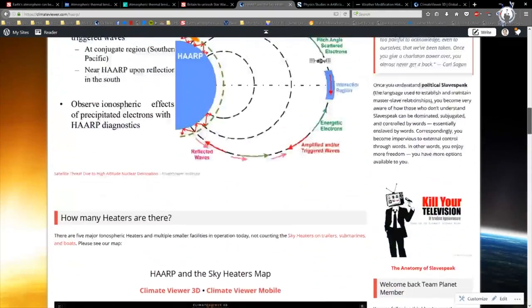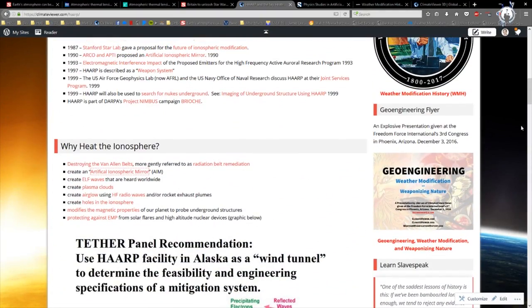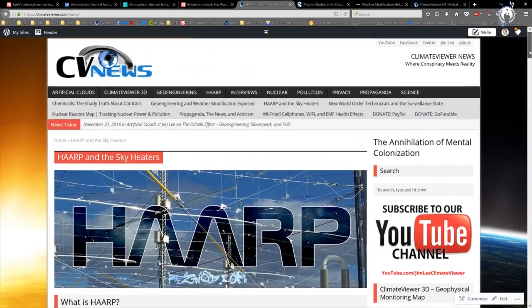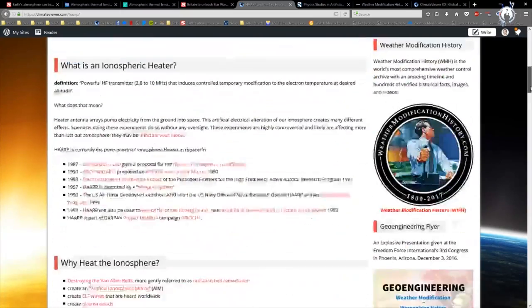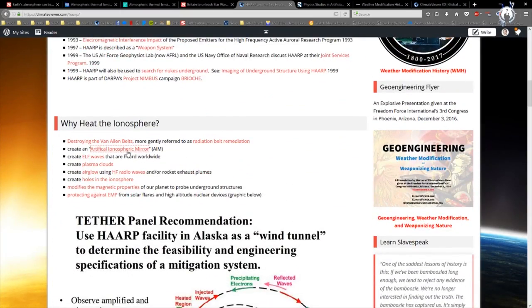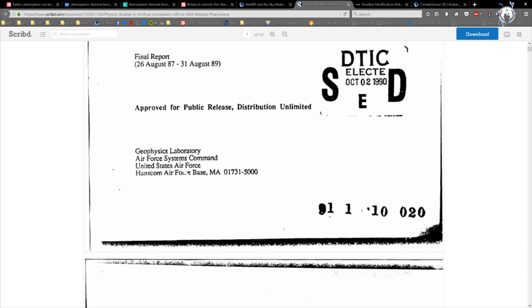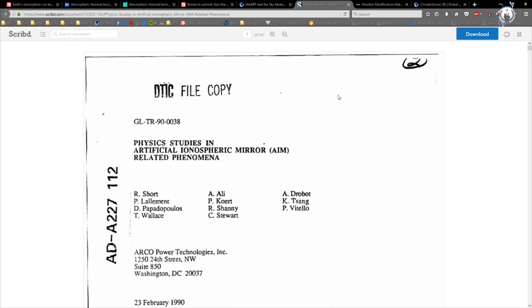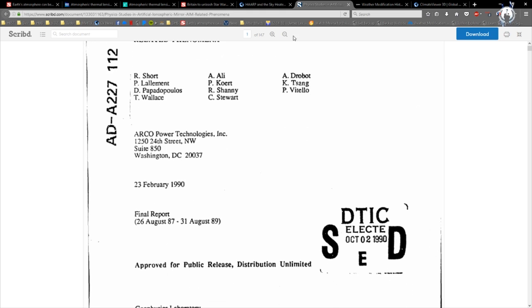And what are we talking about? This artificial ionospheric mirror. We are over here on climateviewer.com/HAARP, and you scroll right down here to why heat the ionosphere. It says create an artificial ionospheric mirror. I have that for you over here on my script, and you can come look at it. It's straight from the military. This is ARCO Technologies and the military doing physics studies on artificial ionospheric mirror related phenomena, how it really works and what they say about it. And this was published in 1990.